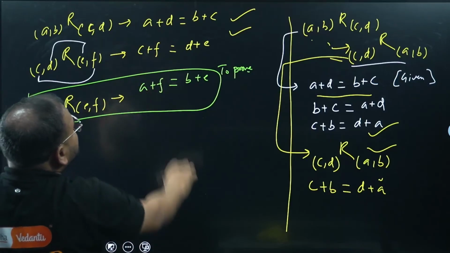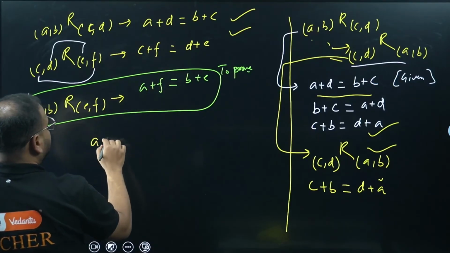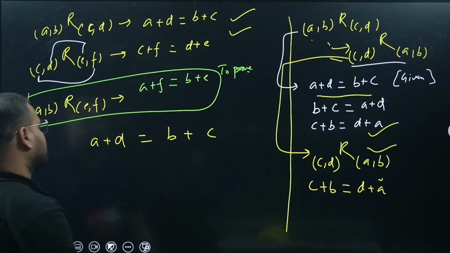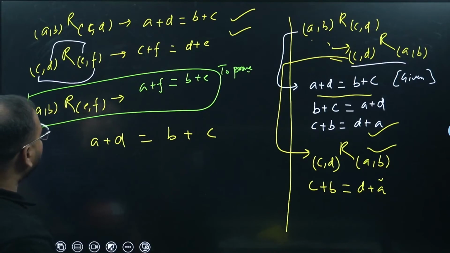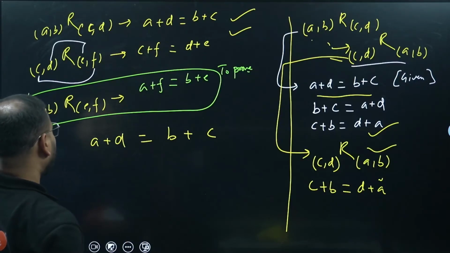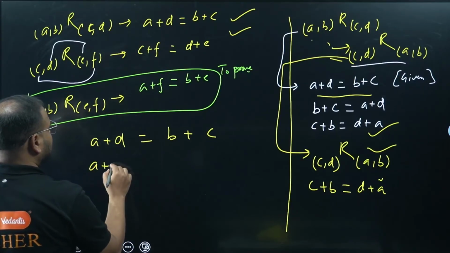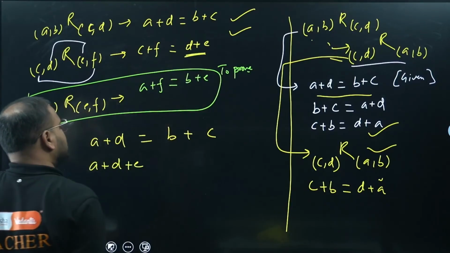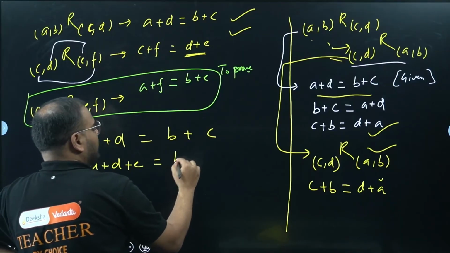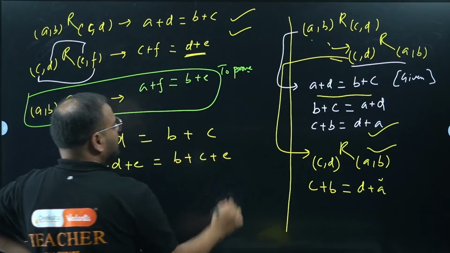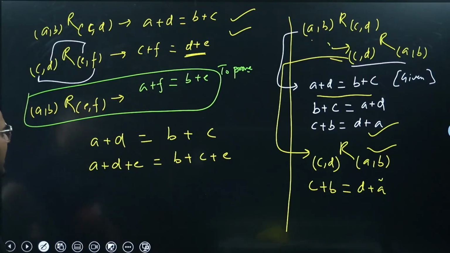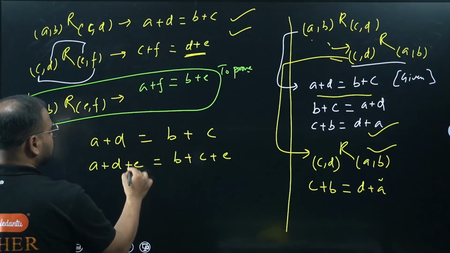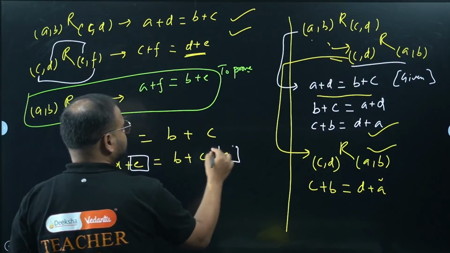So let's take A plus D and B plus C first. A plus D is equal to B plus C. This I'll take first. Now I add E on both sides. A plus D plus E. Why sir? Because if you add E on both sides, it will become D plus E. And over here B plus C plus E. I have added E on both sides. This is my extra part.